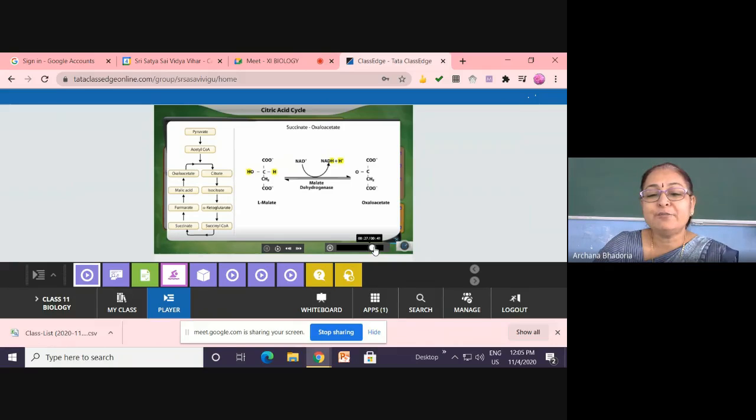So one at a time, remember children, acetyl coenzyme A will enter and the reactions will be carried out and oxaloacetic acid will be regenerated. And then the second acetyl coenzyme A will come because one glucose is forming two acetyl coenzyme A. So for one glucose molecule, 2 times the Krebs cycle will occur to give the NADH and FADH2, which will enter into the ETC. NAD plus is reduced to NADH, H plus. This is the last step of the Krebs cycle.